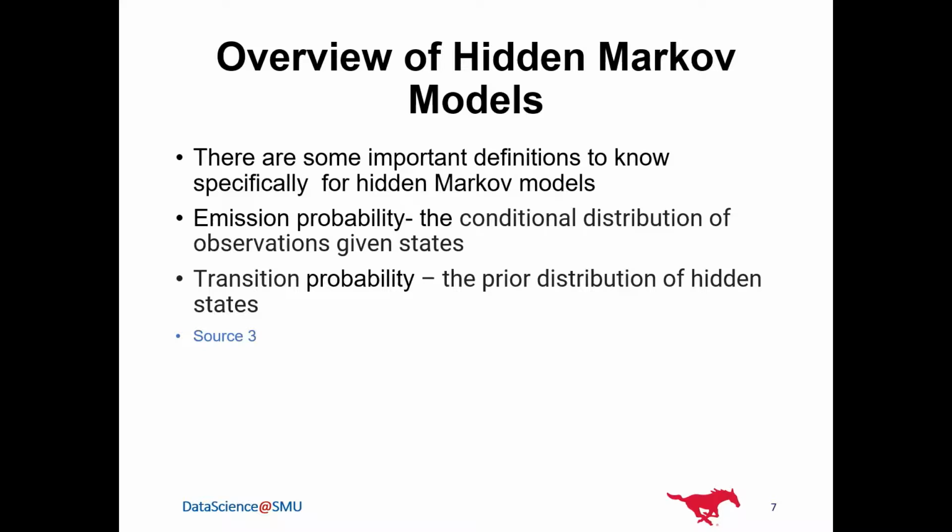So, overview for the hidden Markov models. There are some important definitions to know, especially for hidden Markov models. There's the emission probabilities, the conditional distribution of observations in the given states, and transition probabilities, which is the prior distribution of hidden states. In other words, we can see that emission probabilities deal with observations that are noted, and the probabilities that explain the transition to and from the hidden states are the transition probabilities.